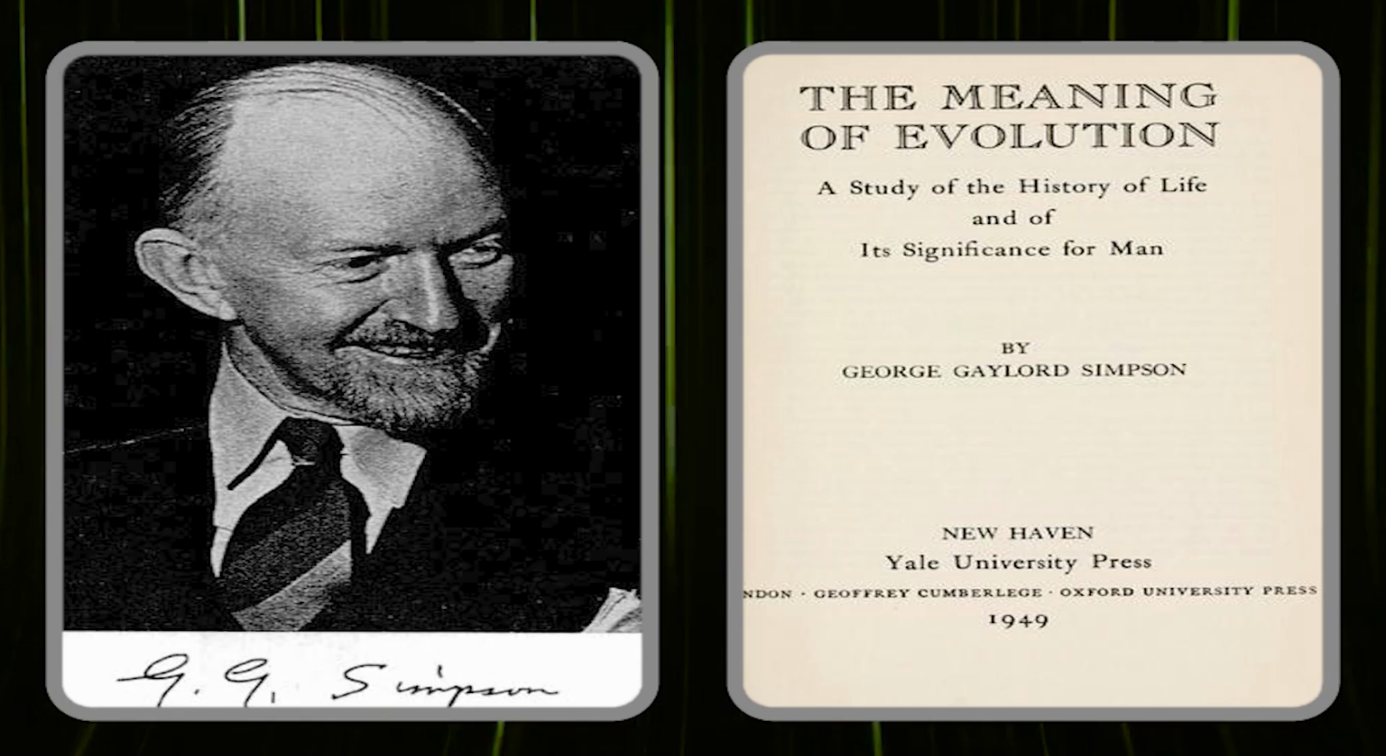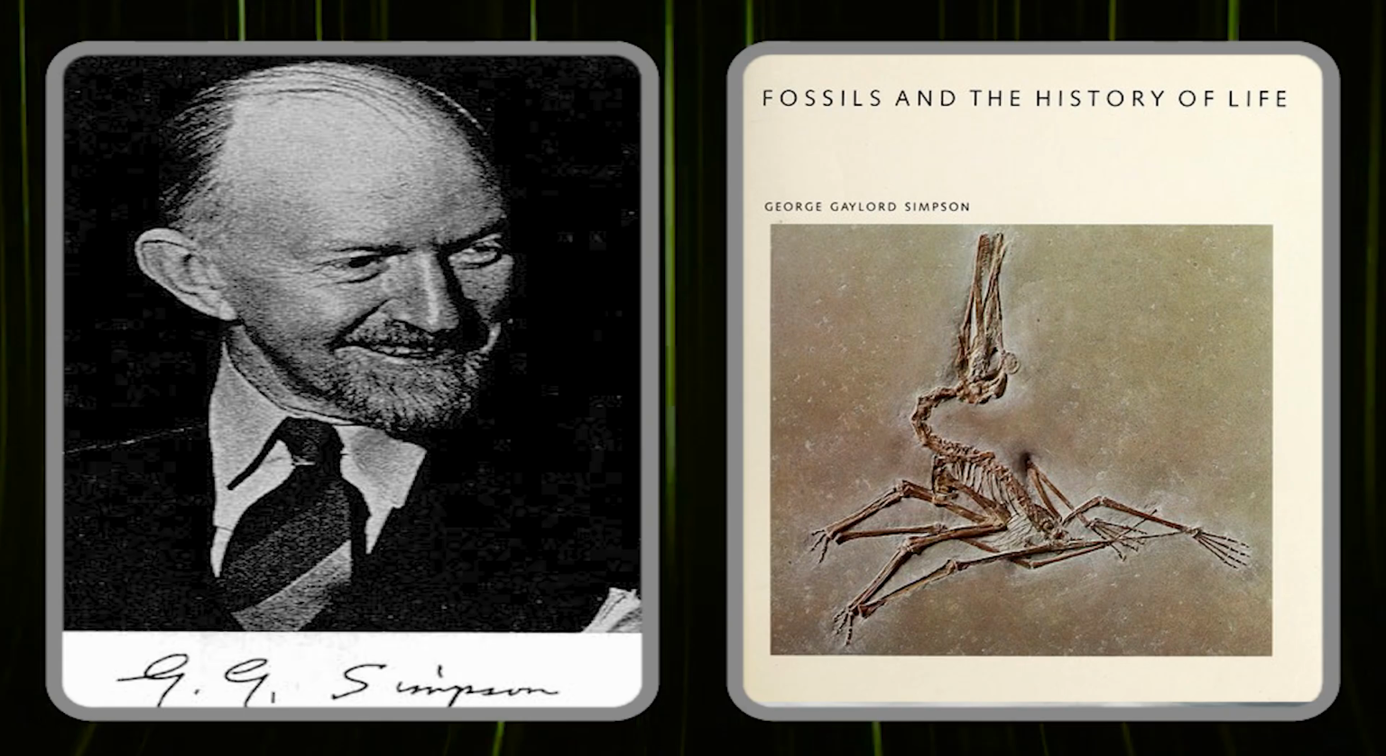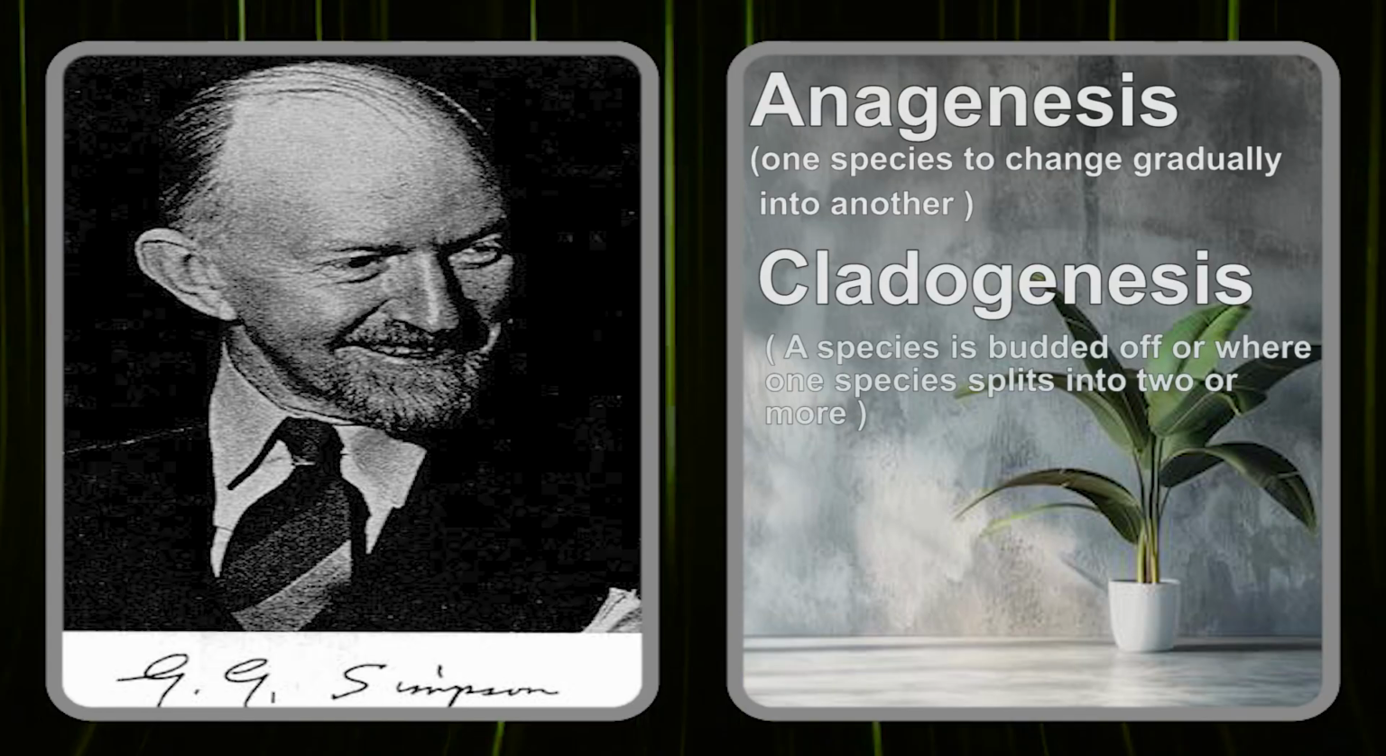The evolutionary species concept of George Gaylord Simpson defines a species as an ancestor-descendant sequence of populations changing through time with their own trends and tendencies. This definition embraces asexual species. Such a definition allows for one species to change gradually into another, which is called anagenesis, as well as instances where a species is budded off or where one species splits into two or more, which is called cladogenesis.